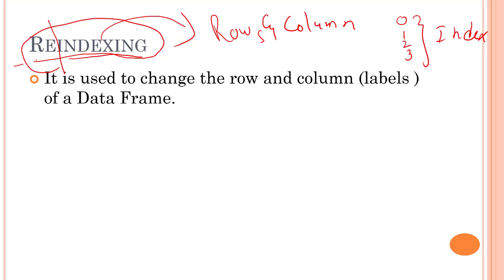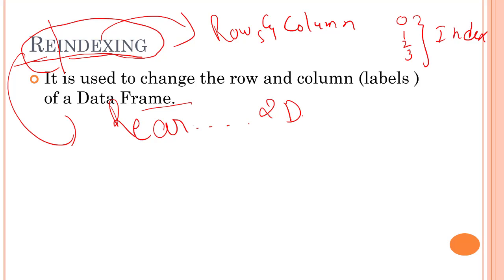Now when you use this word re-indexing, re means rearrangement. So it is used to change the row and column labels of the data frame. We already saw what a data frame is and how it's used. Basically a data frame is nothing but your 2D array, right? So when you're working with rows and columns, we use the data frame's rows and columns.